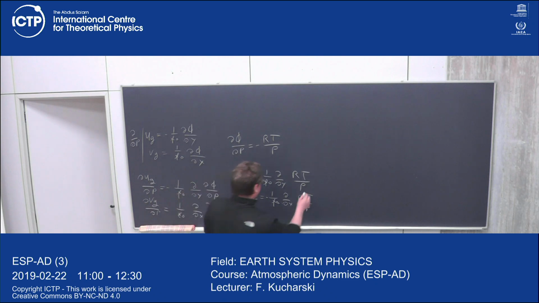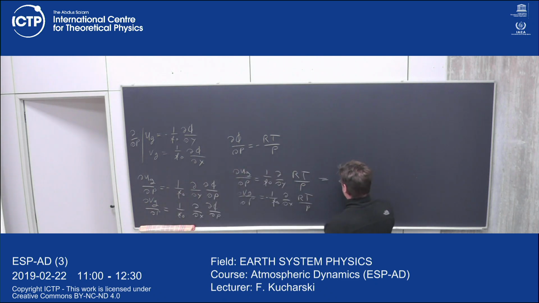So what justifies us now to say this is R over f naught p dT by dy, and this is minus R over f naught p dT by dx? Is this equation correct? Yes.